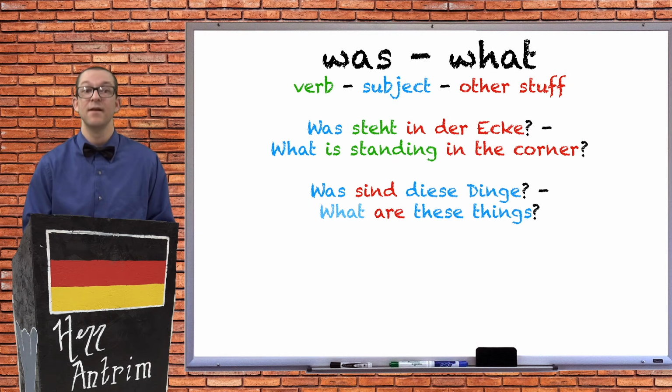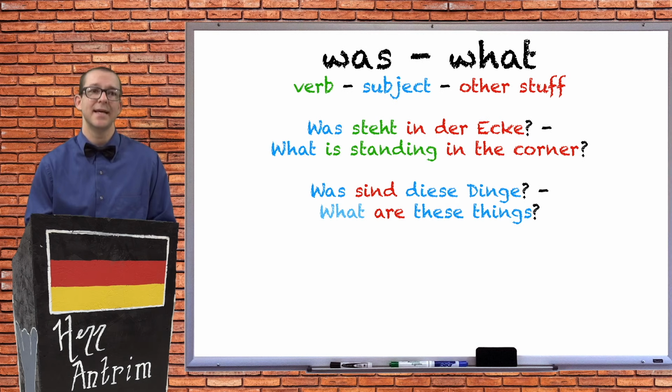For instance, Was steht in der Ecke? What is standing in the corner? The conjugation of the verb can be in the third person plural, sie form, if you know that was refers to more than one thing. For example, Was sind diese Dinge? What are these things?